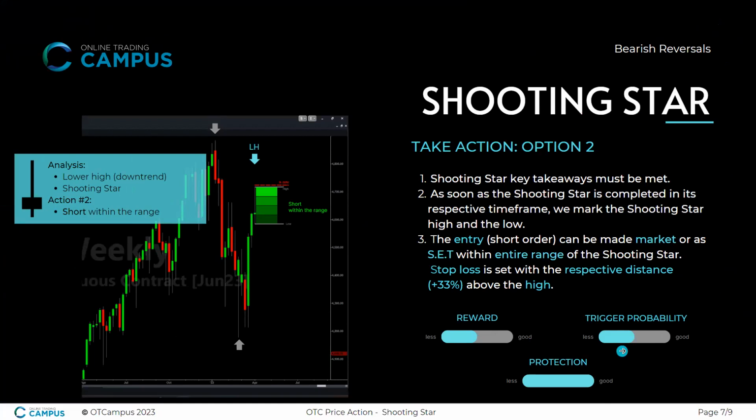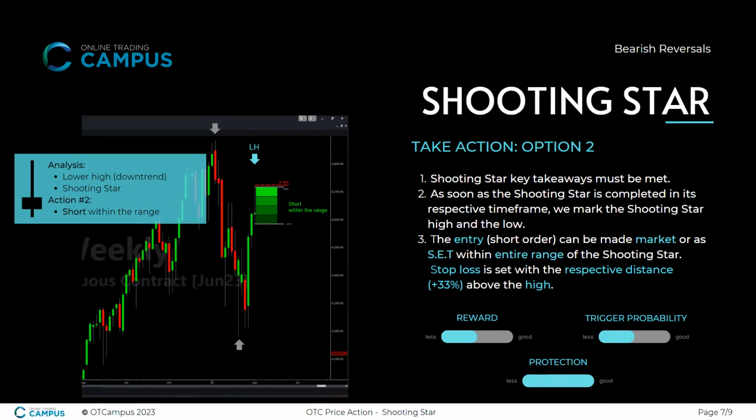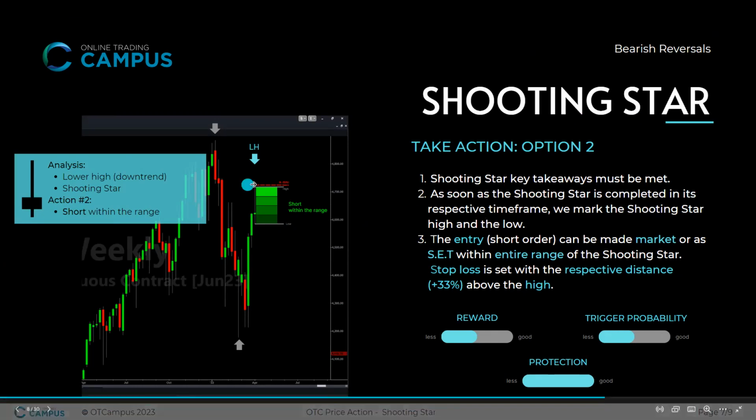Trigger probability is also here like in the middle, because possibly we will never move higher. You will never fill your order at 50% or here in the upper part. Maybe we will never arrive to this area, which means we will never be triggered. You are never filled, the trade will go without you and you will make no money. Protection is again simply the same. It is the best, right? Because your stop loss is above the formation, above the shooting star. Great, that's option number 2.